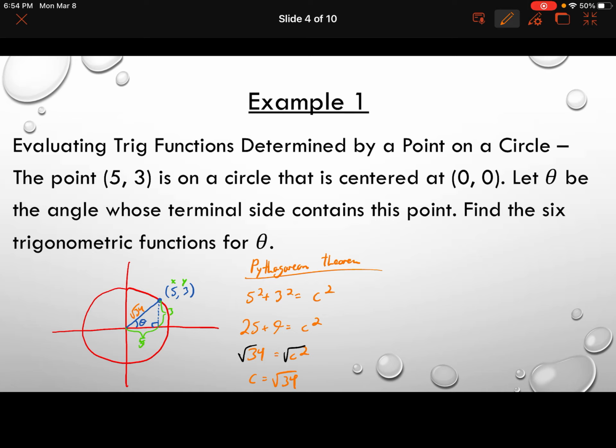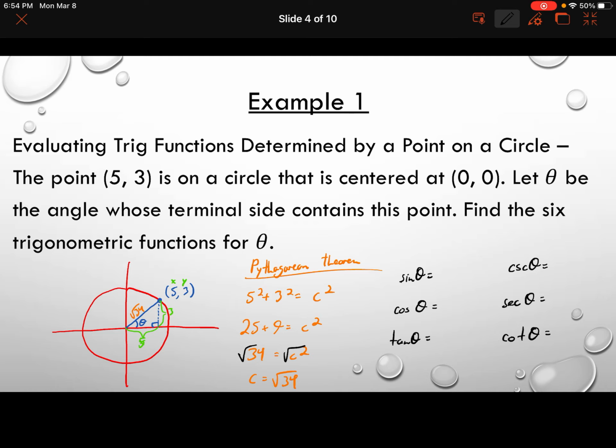Because we're asked to find all 6 trigonometric functions. Okay, so we're going to solve for all 6: sine of theta, cosine of theta, tangent of theta, cosecant of theta, secant of theta, and cotangent of theta. Okay? Now for this one, you're going to have to remember your trig ratios just like you did in the bell ringer.